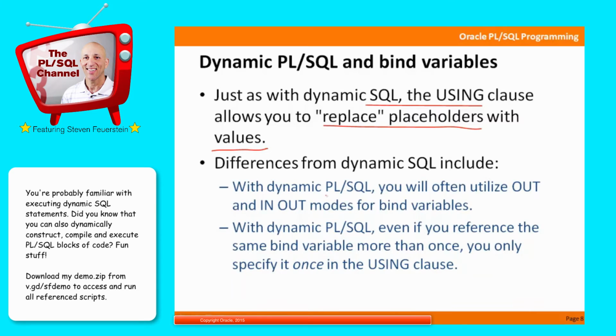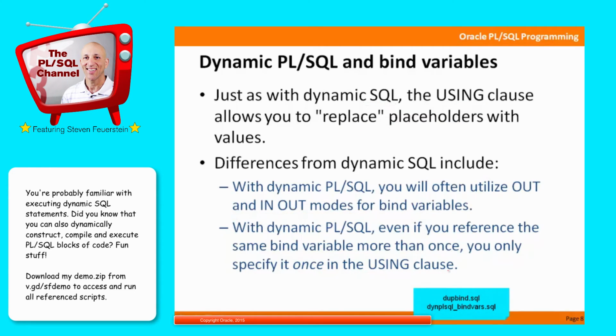First of all, with dynamic PLSQL, you'll find yourself often utilizing out and in-out modes for your bind variables, because if your procedure that you're calling dynamically has an out argument, you need to get that out. And also you might be grabbing or assigning a value to a variable and simply retrieving the value of that variable. Also, with dynamic PLSQL, if you reference the same bind variable name more than once as a placeholder, then you only specify it once in the using clause. So if you have multiple placeholders with the same name with dynamic PLSQL, you do not supply a value multiple times, which is exactly the opposite of dynamic SQL.